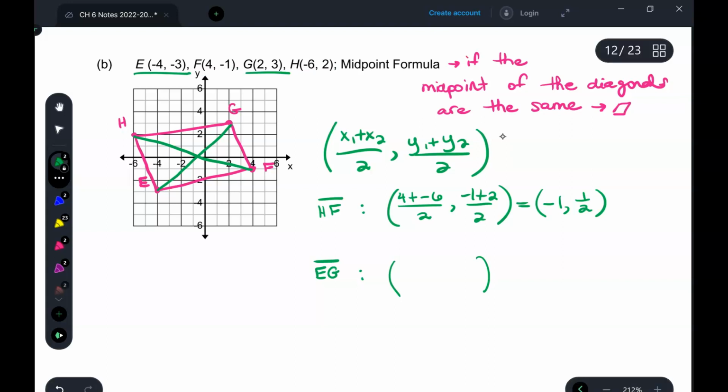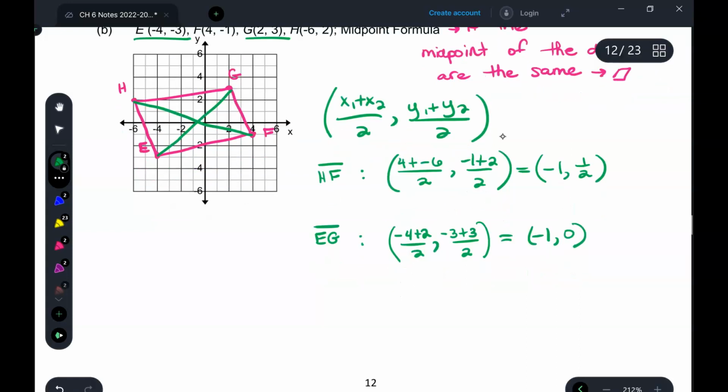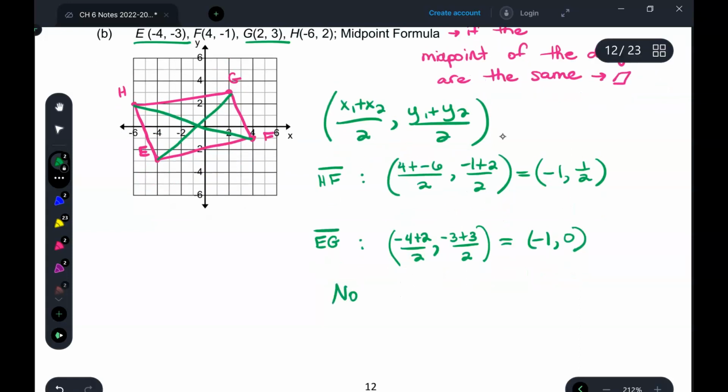Yeah. Okay, now let's look at E and G. So -4 plus 2 over 2. And -3 plus 3. Well, the first coordinate ends up being the same, but the second one is 0. If these two were the same, we would have a parallelogram. But since they're different, no, it's not.